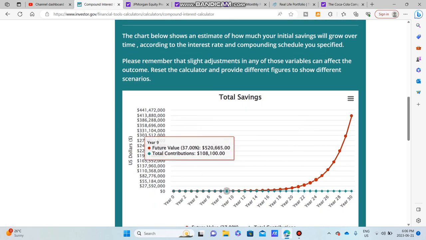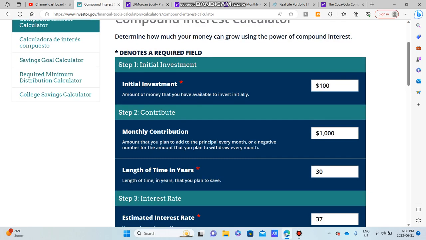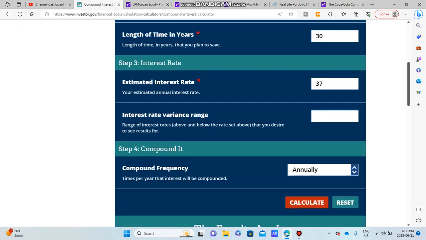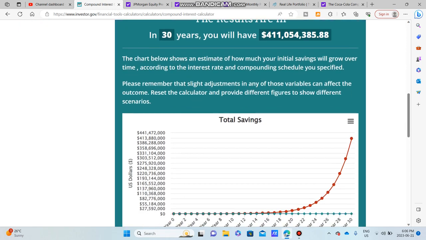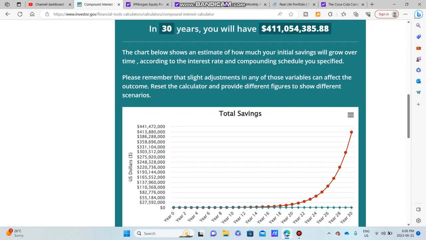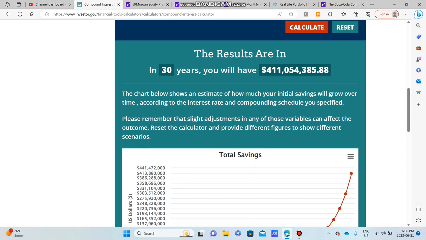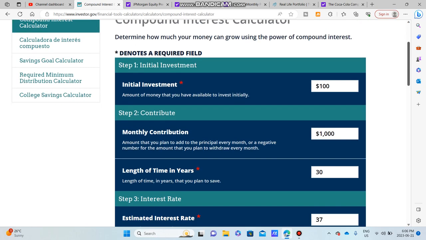And if you were to put in $1,000 a month, starting with $100 over 30 years at 37%, you'd have $411 million. I don't know about you guys, but I think you could buy a pretty nice house, a lot of freedom, and whatever you want with $400 million. That is incredible.